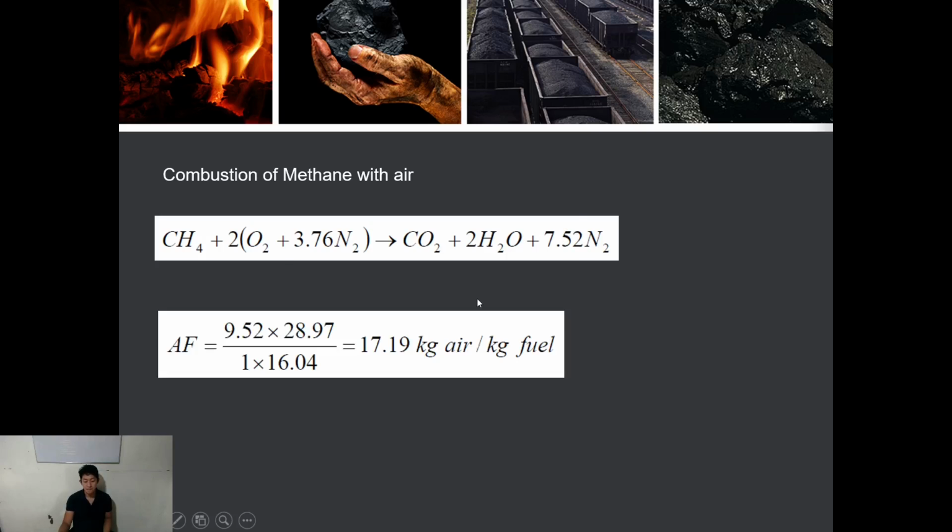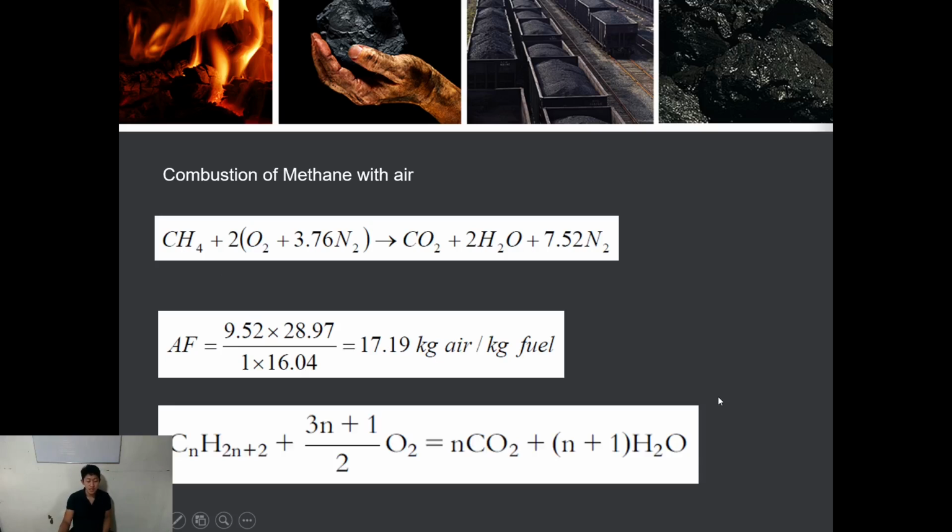It is complete. So your air fuel ratio will be 9.52 as the number of moles of air, since it is 2 plus 2 times 3.76, which is 7.52, so 9.52, times the molecular weight of air over 1 mole of methane times its molecular weight of 16.04, which gives 17.19. So in general, you use this equation to determine the number of moles of your reactants and products for hydrocarbons.